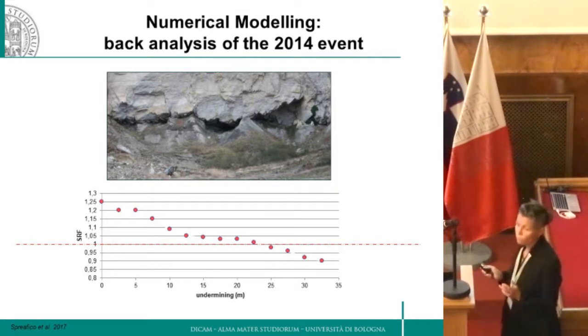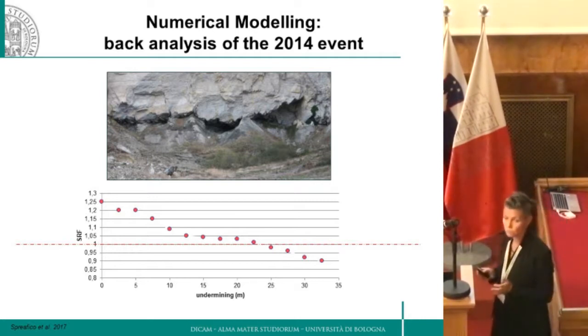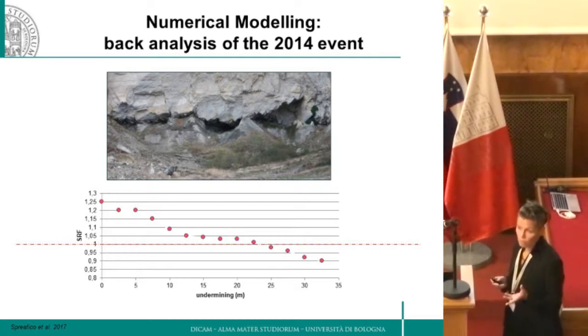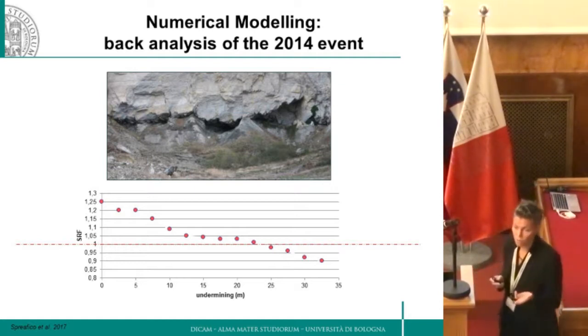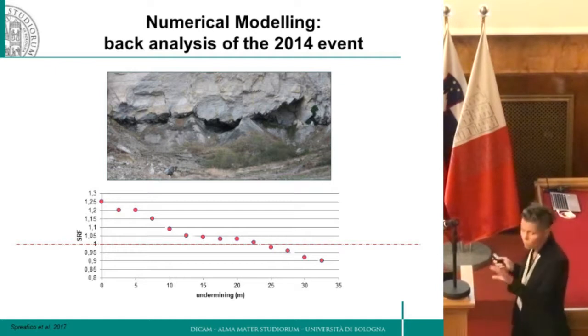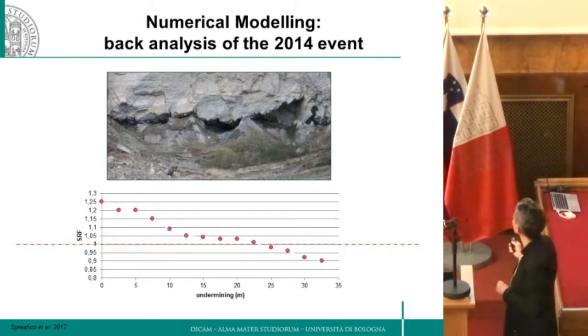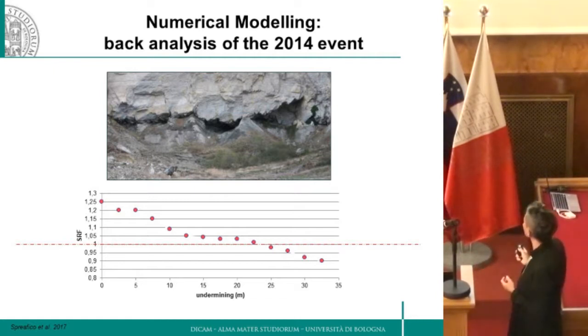This is the strength reduction factor, which is like the safety factor, and you see that we have instability when the undermining reaches more or less 22 meters. The estimated extent of the caves at the base of the San Leo slab is in this order of magnitude. Of course, no one went in, but by looking at the extension, people walking around and taking pictures said that more or less the extension could have been around 20 meters. So this sounds good.